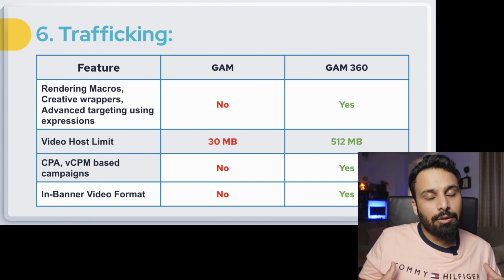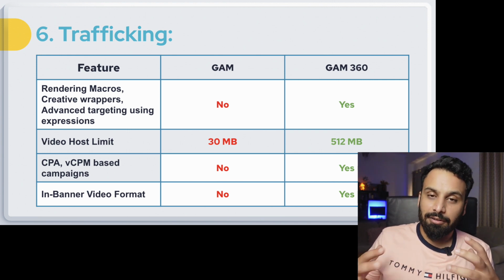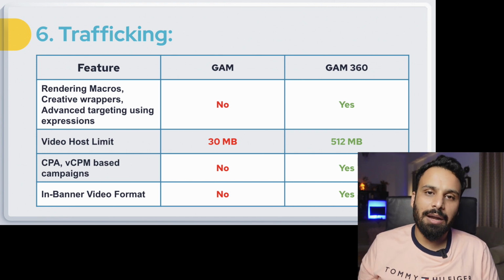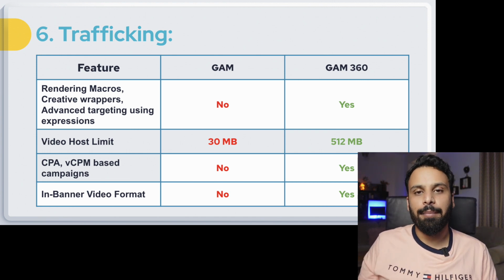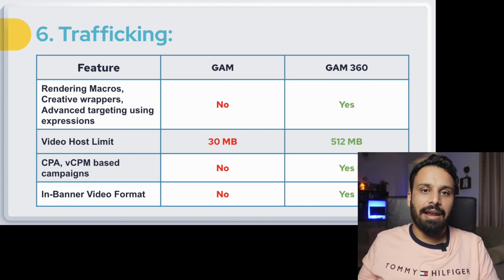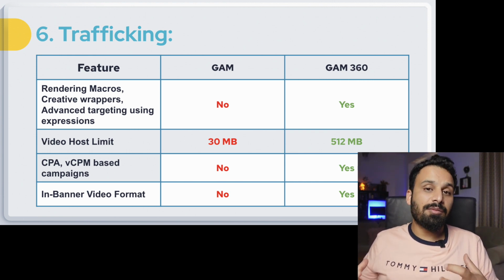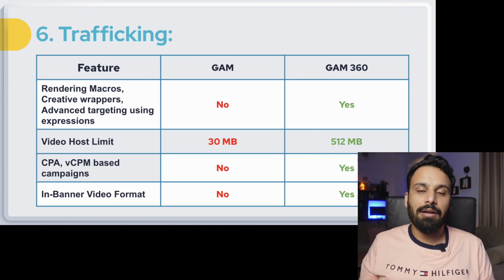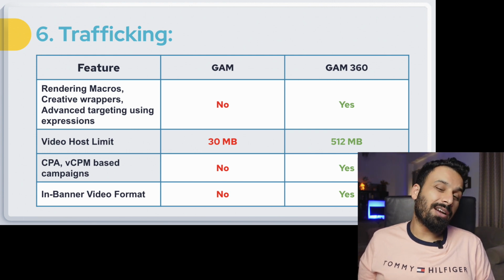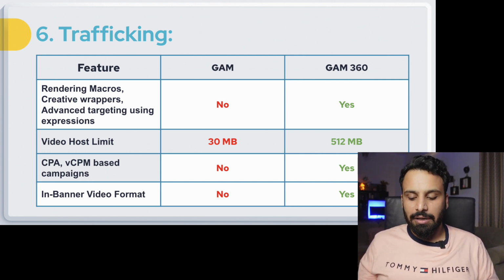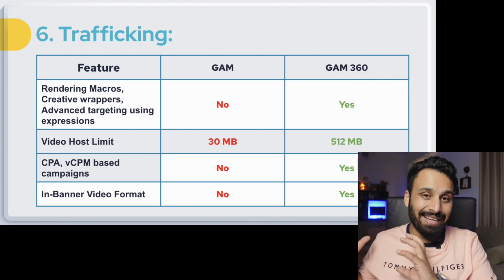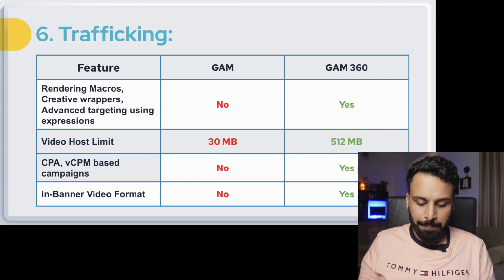And then we have video host limit. Now, in Google Ad Manager, if you have a video creative, one option is you host it, you upload it in your Google Ad Manager account and run it in a campaign. The other option is you store it on, let's say, an ad server and use the tags. Now, in terms of hosting it, uploading it in your Google Ad Manager account, the limit for Google Ad Manager is you can upload only up to 30 MB of video creative. But in Google Ad Manager 360, you can upload a video up to 512 MB. I'm talking about each video, not the overall videos.